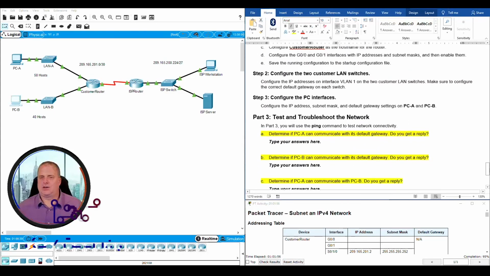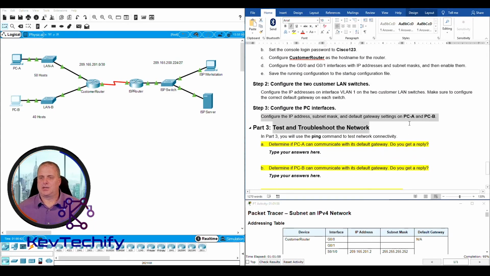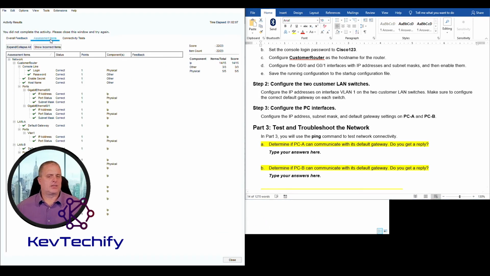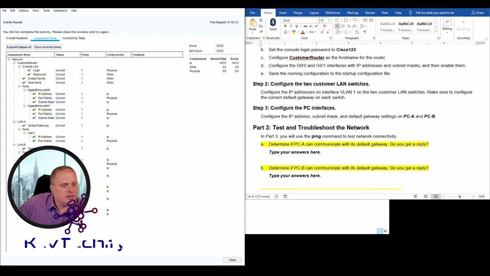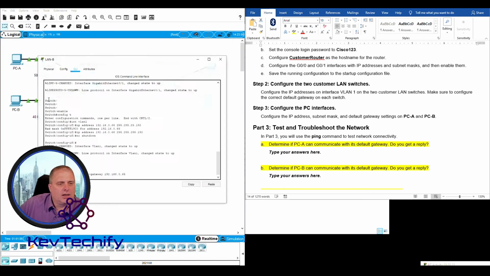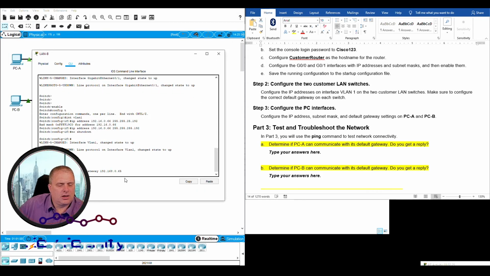Coming down here, that is configuring our IP addresses. I'm not at 100%, so I'm going to go ahead and click on check results, click on assessment types. I am missing an IP address on LAN B VLAN 1. Let's go in and check and see what I did. So on LAN B, my VLAN 1 IP address is wrong.